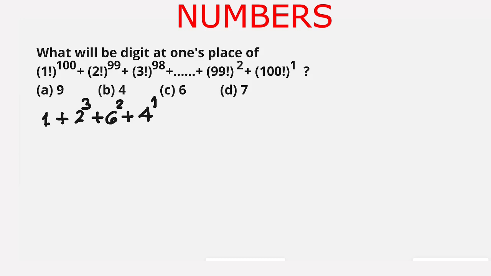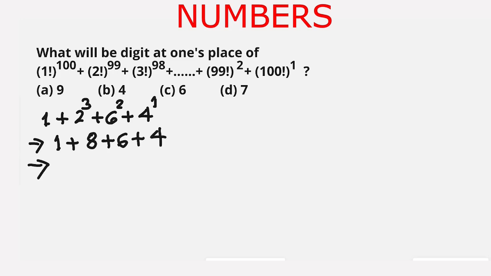And all other factorials after 5 all have the ones place digit 0, and whatever may be the power of 0 will give the ones place digit 0. So we will consider up to factorial 4, and we have already written all the numbers up to factorial 4. We write 1 as it is, plus 2 to the power 3 gives us 8, plus 6 to the power 2 is 36, and ones place digit of 36 is 6, plus 4 to the power 1 is 4.